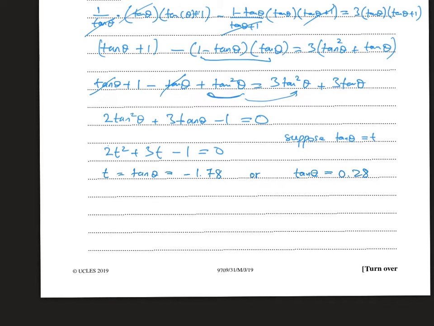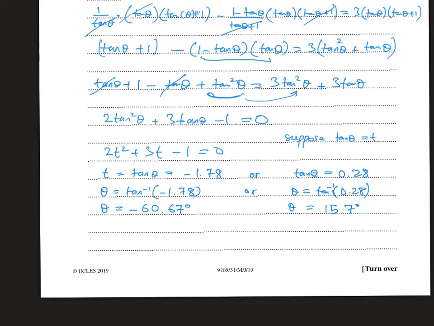Okay, now we can find the value of theta. So theta equals tan inverse of minus 1.78, or theta equals tan inverse of 0.28. Okay, so this will give us minus 60.67 degrees, and this will give us theta equals 15.7 degrees.